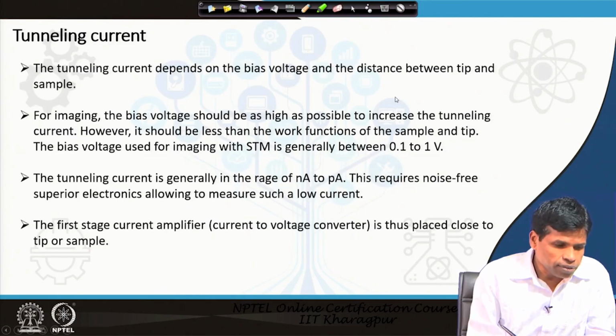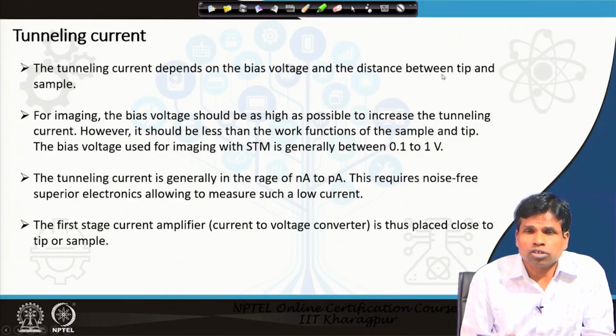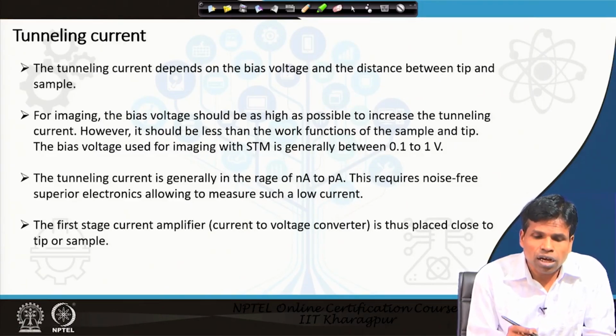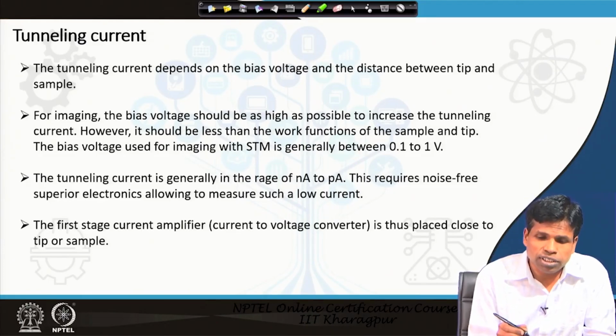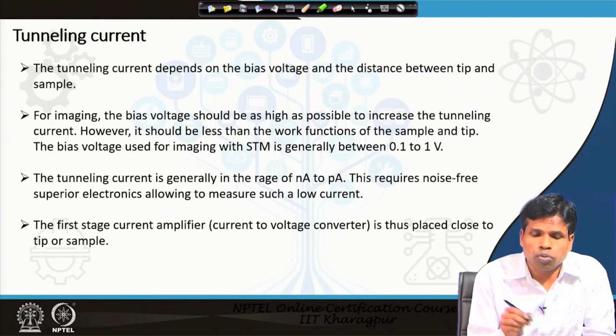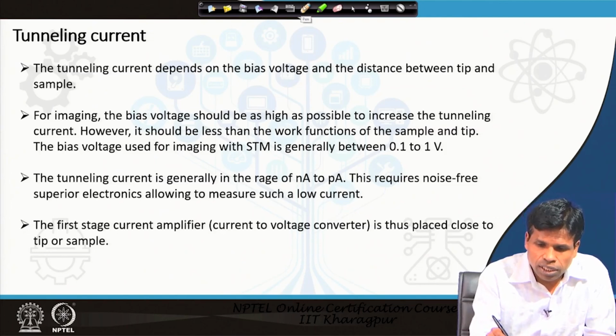So, the tunneling current again depends on the bias voltage and the distance between the tip and sample. I have not so far discussed the bias voltage. As we increase the bias voltage, the tunneling current will increase. So, we will see that we do not use very high bias voltage here. A bias voltage of around 0 to 1 volt is used to make the current flow in one direction.